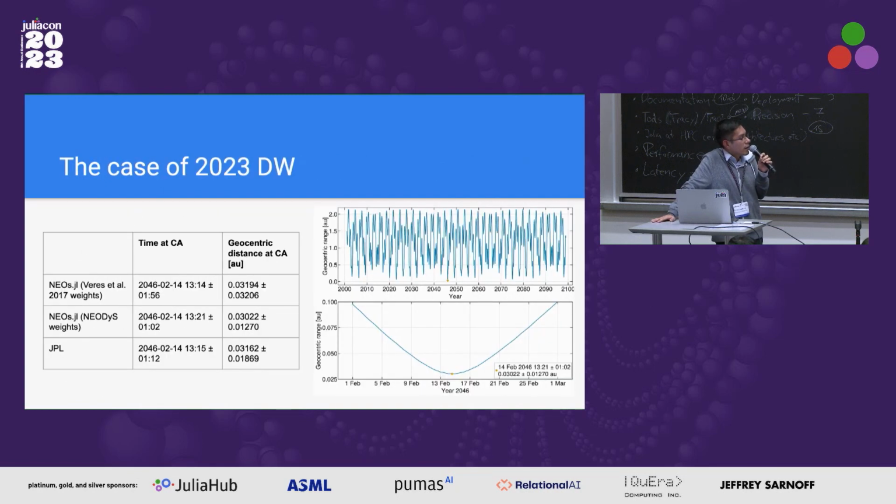And finally, two interesting things. The first is that asteroid 2023 DW would get very close to Earth on Valentine's Day in 2046, as you can see in these results. The plot on the right represents the geocentric range, that is the distance between the Earth and the asteroid over this century, and the lower half is zoomed to the year 2046 when the close approach is going to happen.